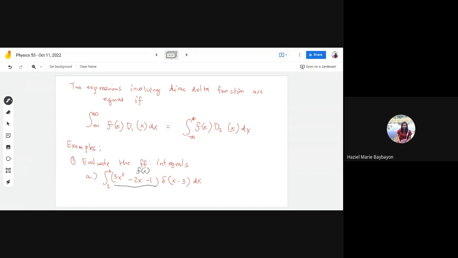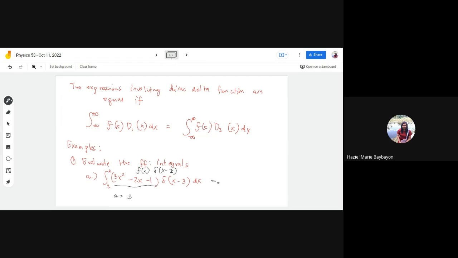So you can rewrite this as, this is your f of x. This one is your a. So a is equal to 3. So you just have to evaluate f of x for x equal to 3.